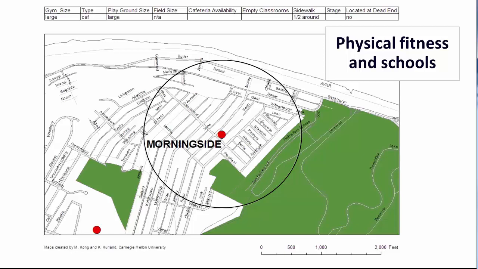In addition to our buffers, they had done a survey. So we have those survey results here too, looking at the sizes of the gymnasium. Do they have a cafeteria where students could play? Does the playground, what is the size of the playground in the fields near the school? Is that cafeteria even available? Do they have empty classrooms? And then also the sidewalks.